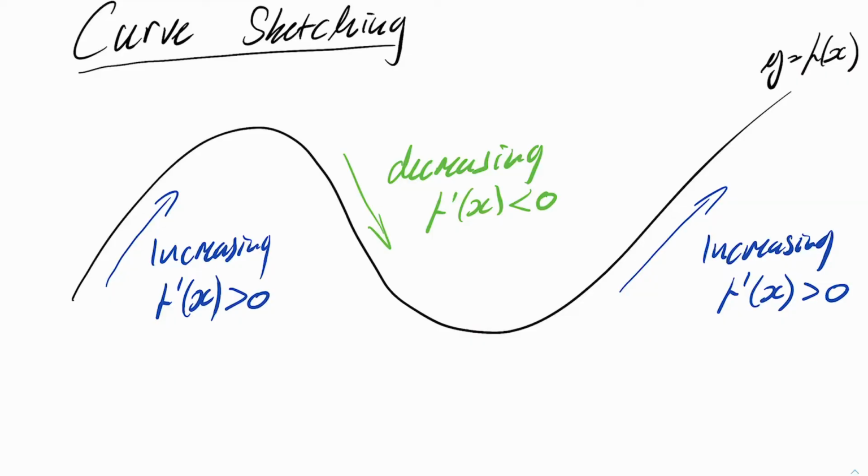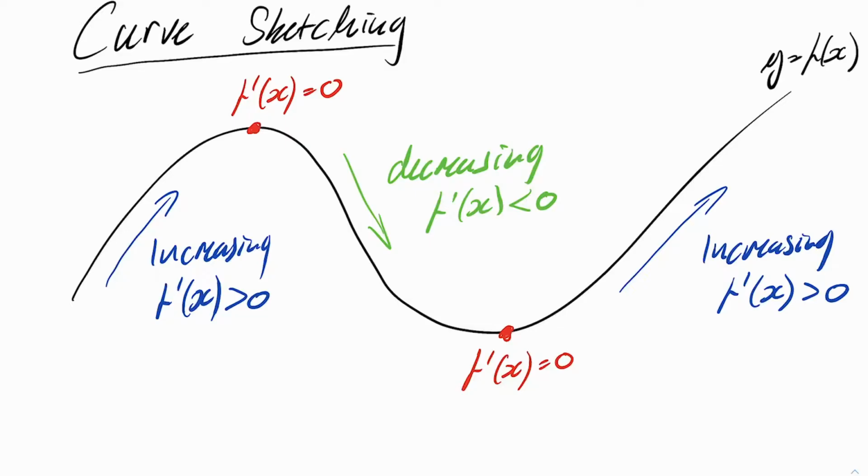So when a function goes from increasing to decreasing, if it's differentiable, that first derivative needs to go through zero. So in fact, we can identify on this picture two places where the first derivative is zero. So clearly, identifying points where the derivative of the function goes to zero helps us identify these critical points where the curve goes from increasing to decreasing.